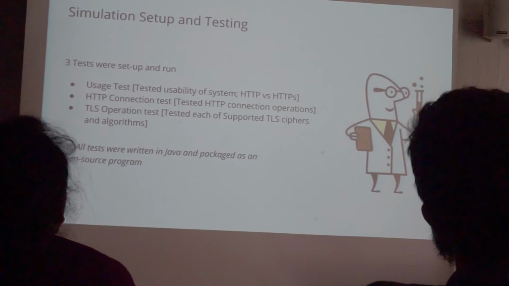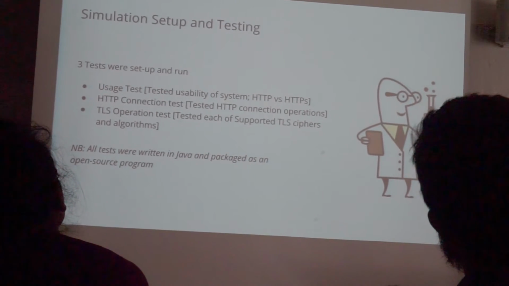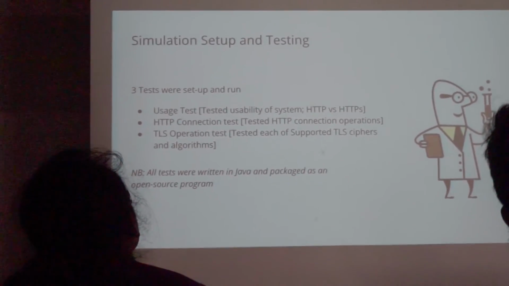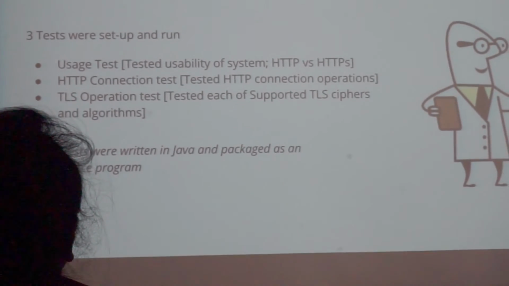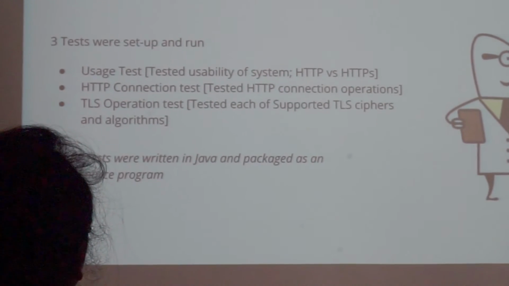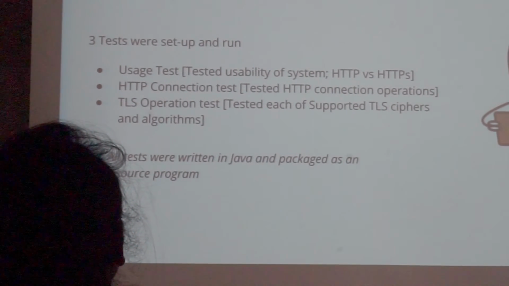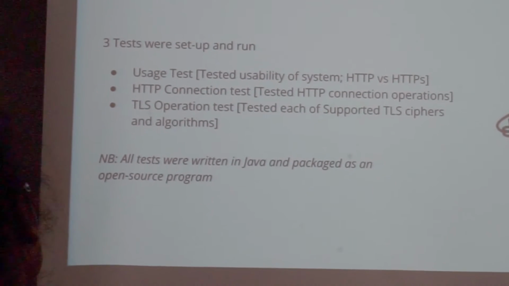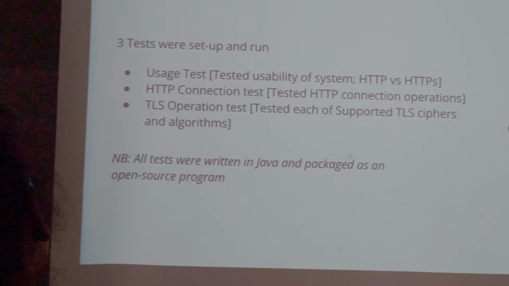For the testing, I divided the tests into three categories. These categories are in sequential order, because the results I got from the first test directed me towards digging deeper and understanding whatever was not clear with the first test. So I had to go to the second test and then the third test. I'm going to tell you a little more about these tests, the user test, the HTTP connection test, and the TLS operation test, and how they helped me answer the research questions and hypotheses that I had.